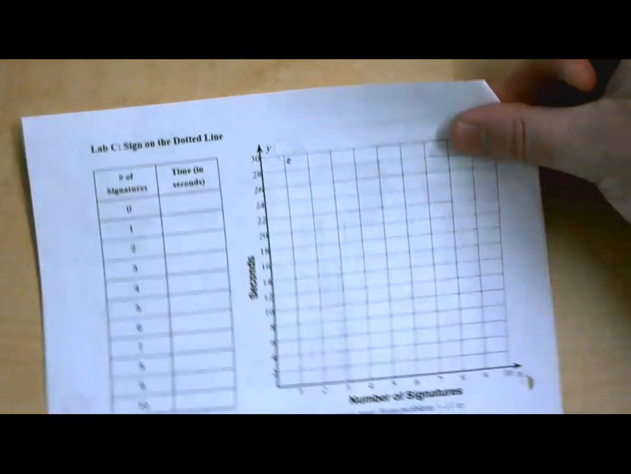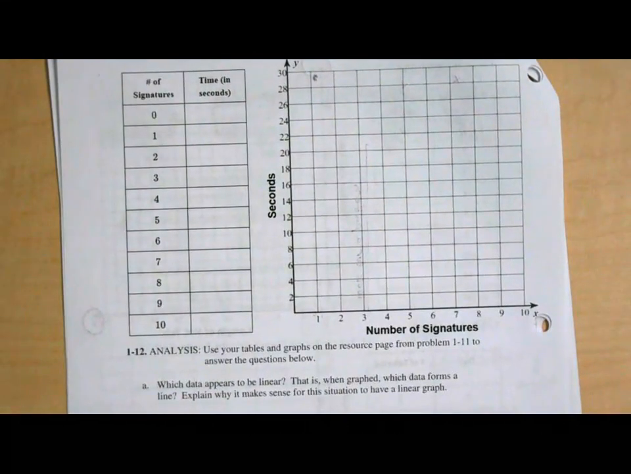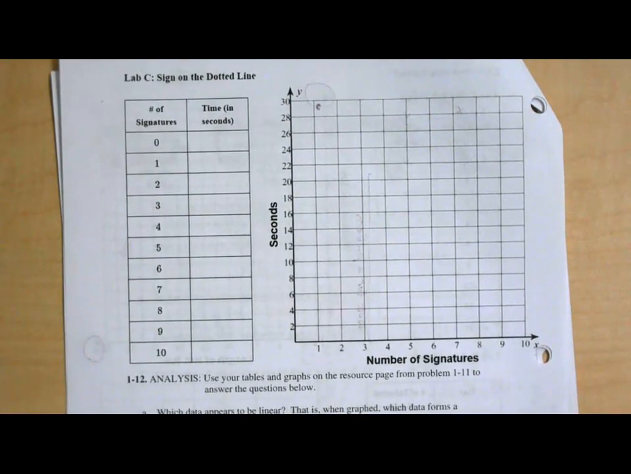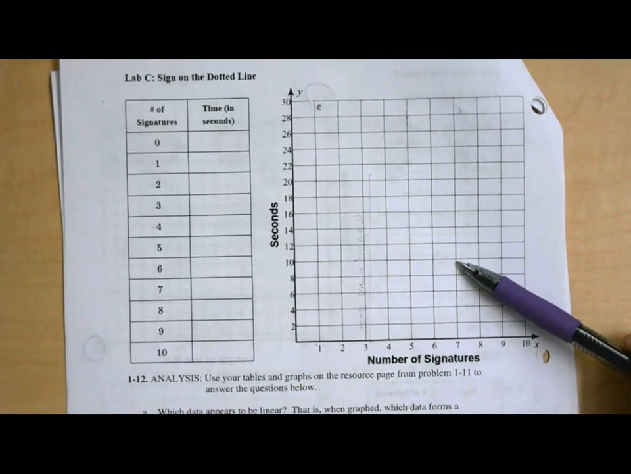All right, flip the page over. Let's look at Lab C. Sign on the dotted line. All right, this one's an interesting one because you're going to be collecting the data from your teammates. I'm going to kind of explain this one because it's a little bit more complicated.